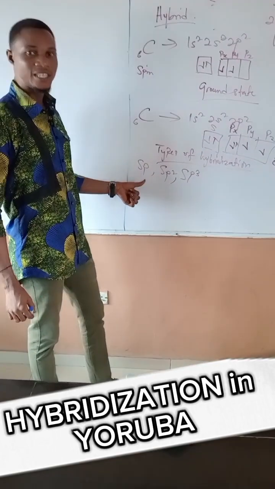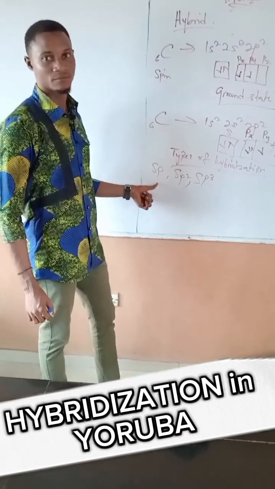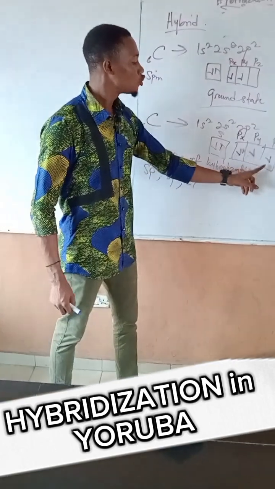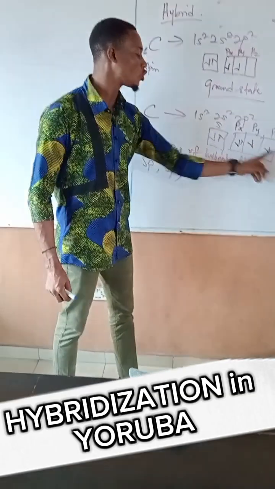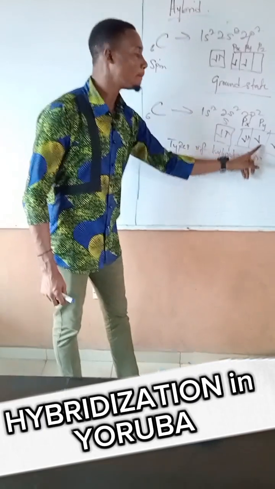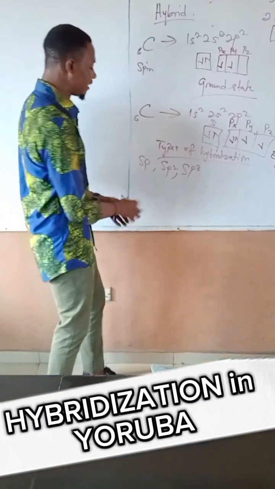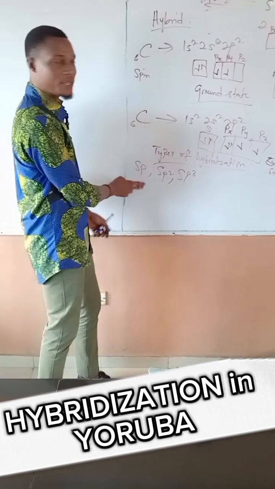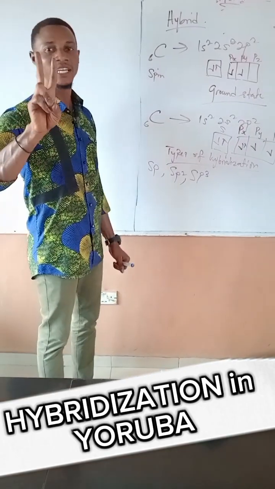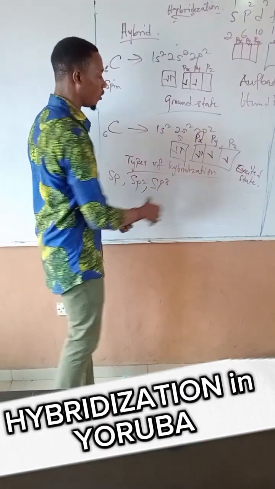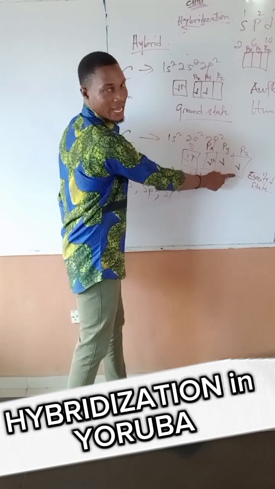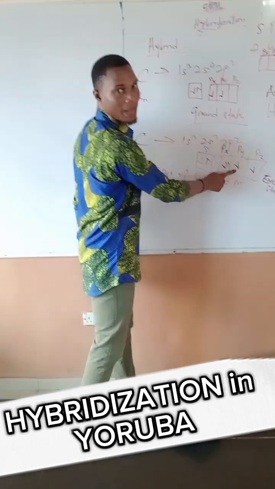So sp is spx. That means we will now have 2 unbonded electrons. So in sp hybridization, we will be having 2 unbonded electrons, that is, 2 pi bonds, rather.